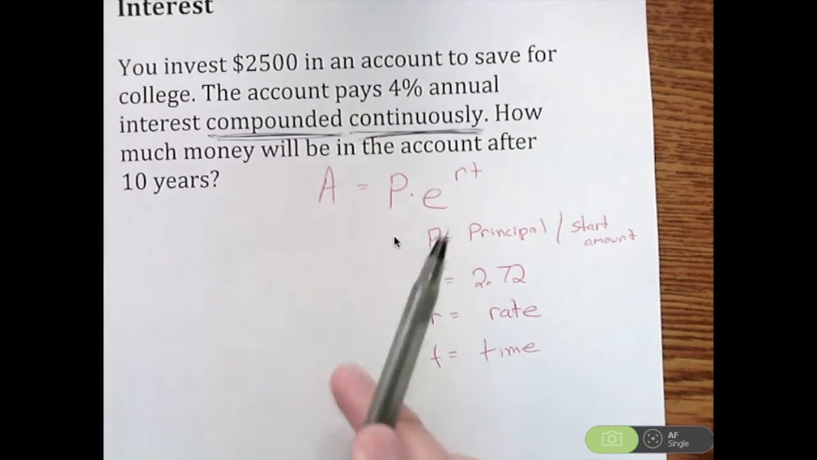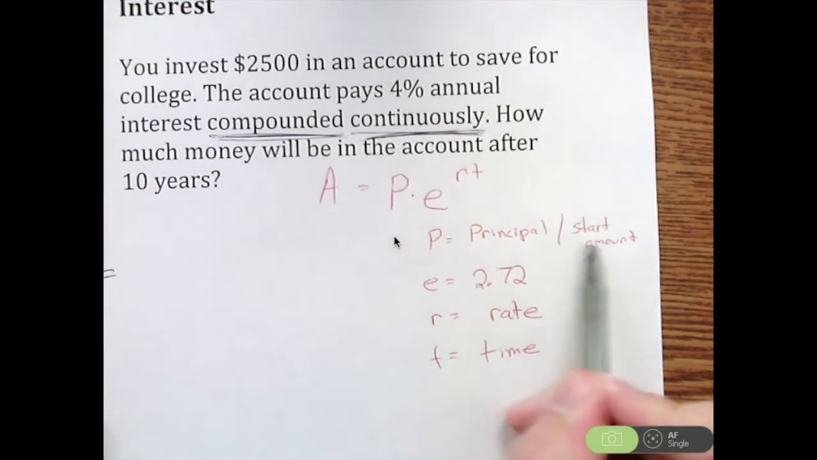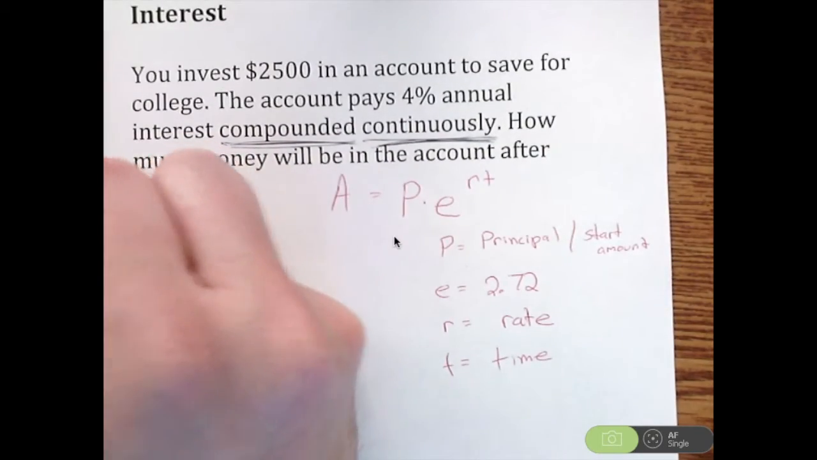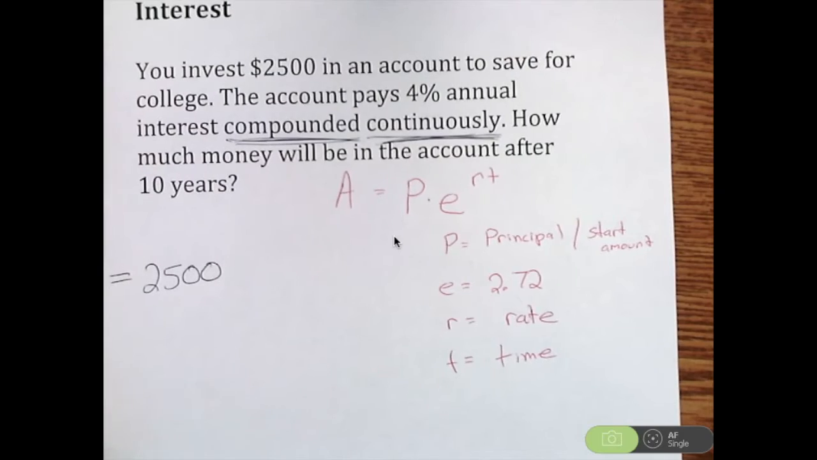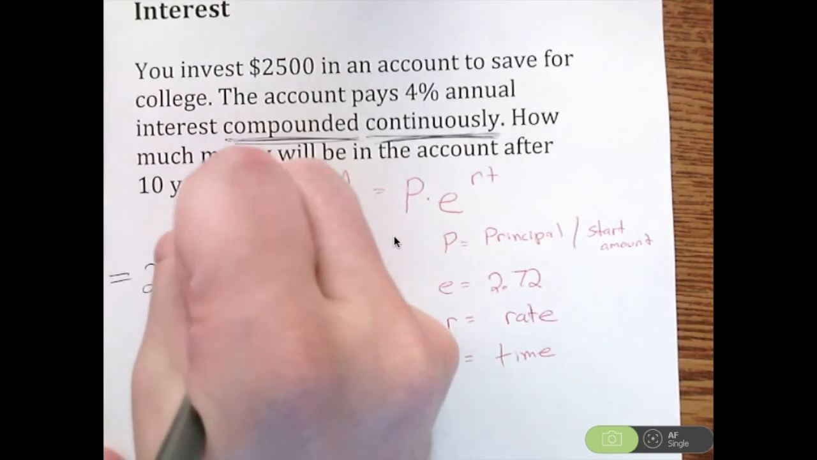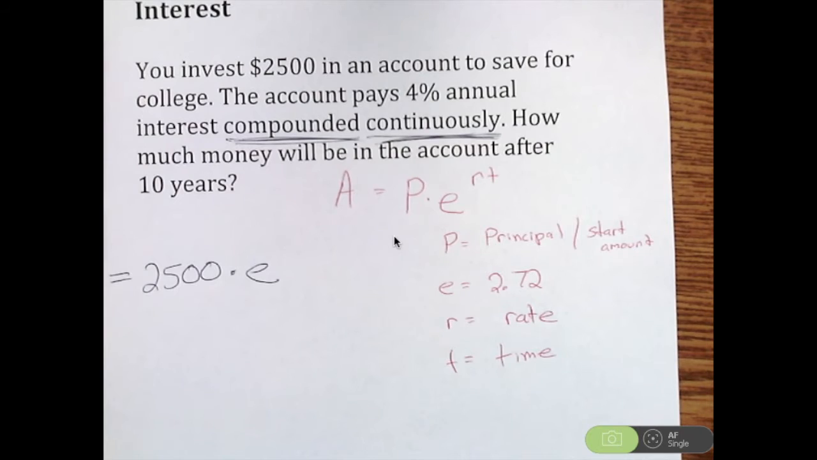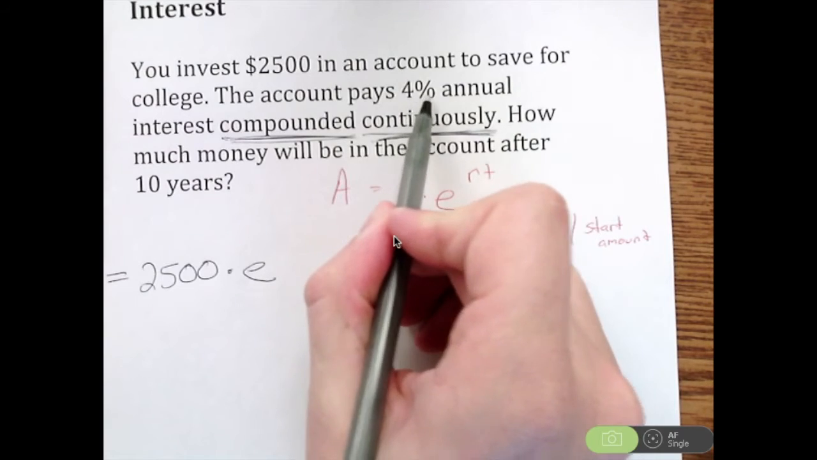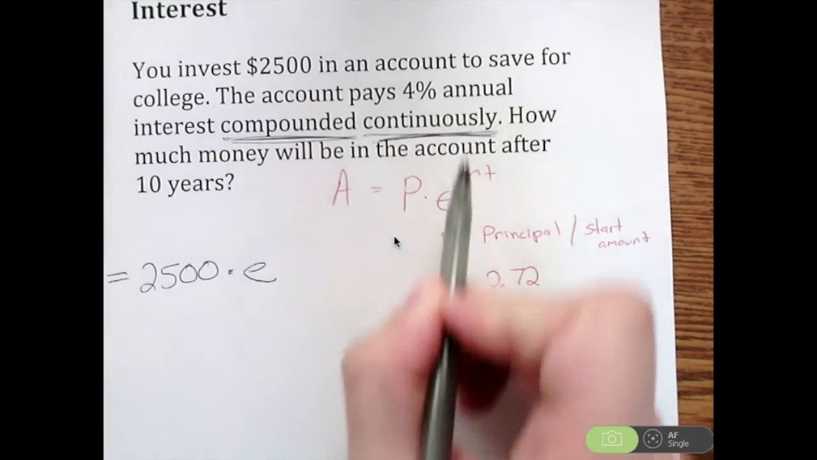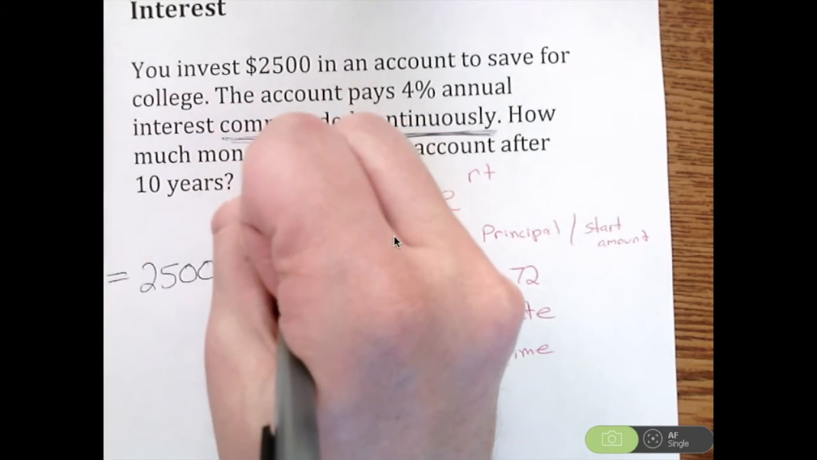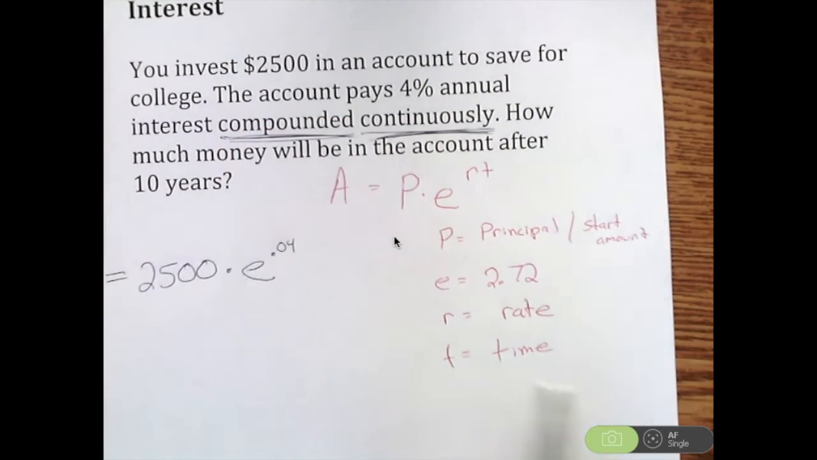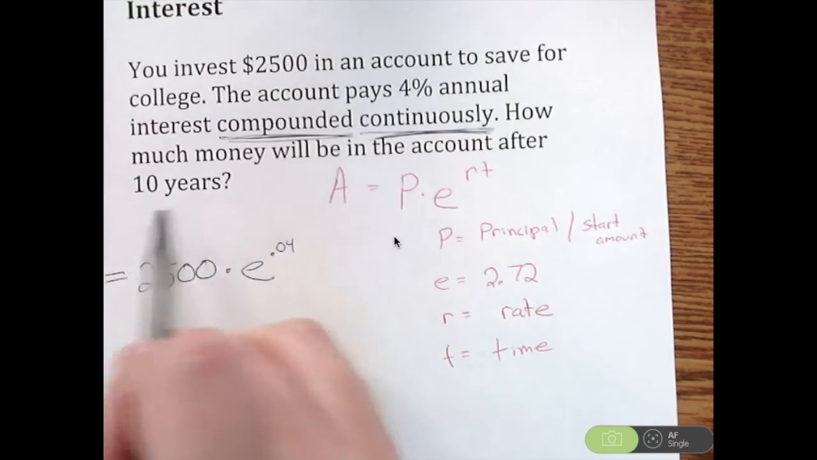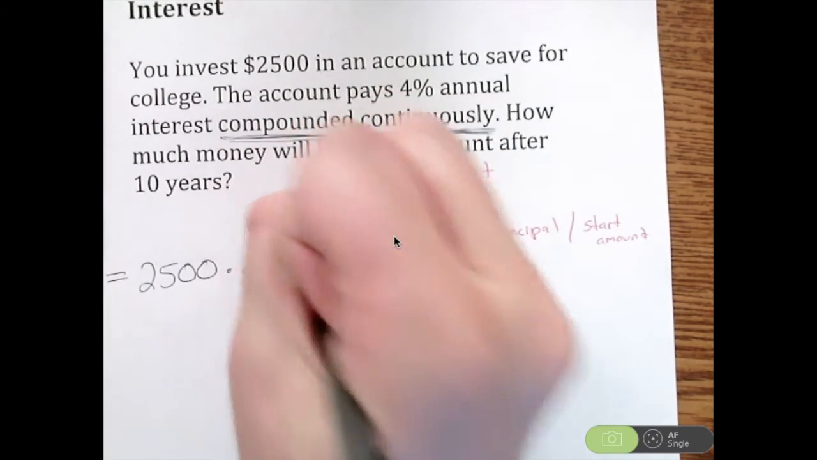So what I'm going to do is I'm just going to plug in what pieces I have. So I need to find the principal or the starting amount. So I'm starting by investing $2,500, so that is P, so 2,500. e, again, is still just going to stay as e. There's nothing we're plugging in there. Got to figure out my rate. So the account pays 4%, but I need to put that in a decimal form to make it a rate. That's going to be 0.04. Last thing I have to find is time. So how much money will be in the account after 10 years? 10 years would be my time, so I'm going to put times 10.